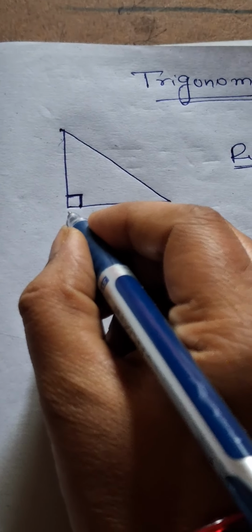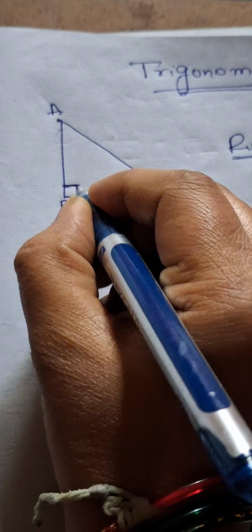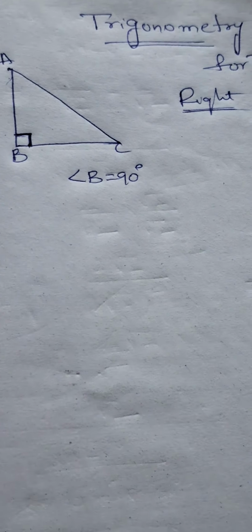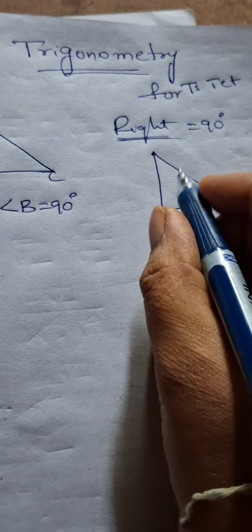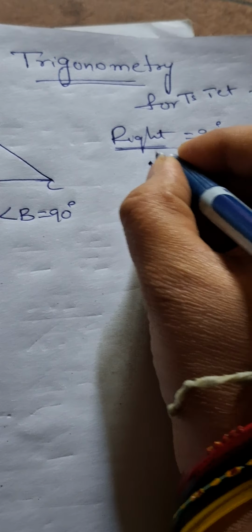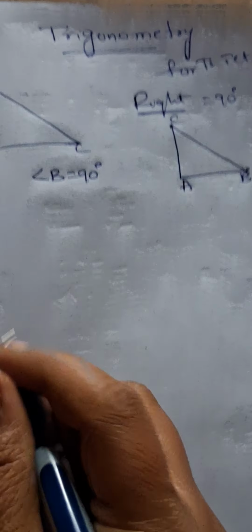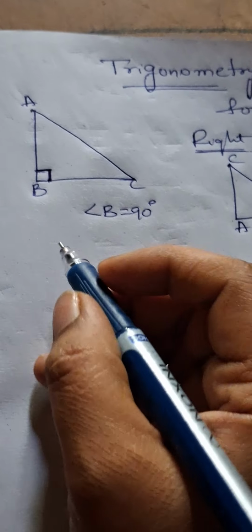For example, here we are taking A, B, C. This is the right angle. So here angle B is equal to 90 degrees. For example, if you take the triangle with A, B, C, now the angle A is equal to 90 degrees. Okay. Is it okay?